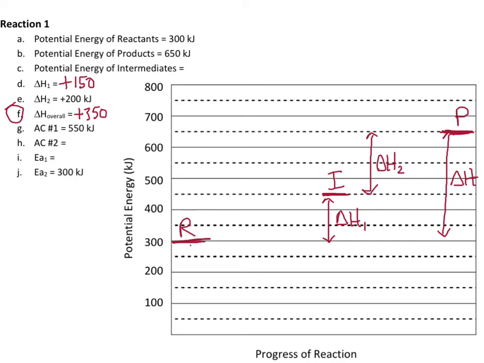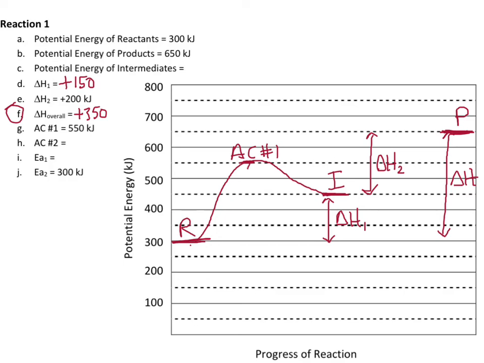Now, part G tells us the activated complex energy for step 1 was 550 kilojoules. So the activated complex occurs at the top of the energy level for step 1. So here at 550 kilojoules is the AC number 1, and that could have been called the transition state also. So now there is the first step of the process.